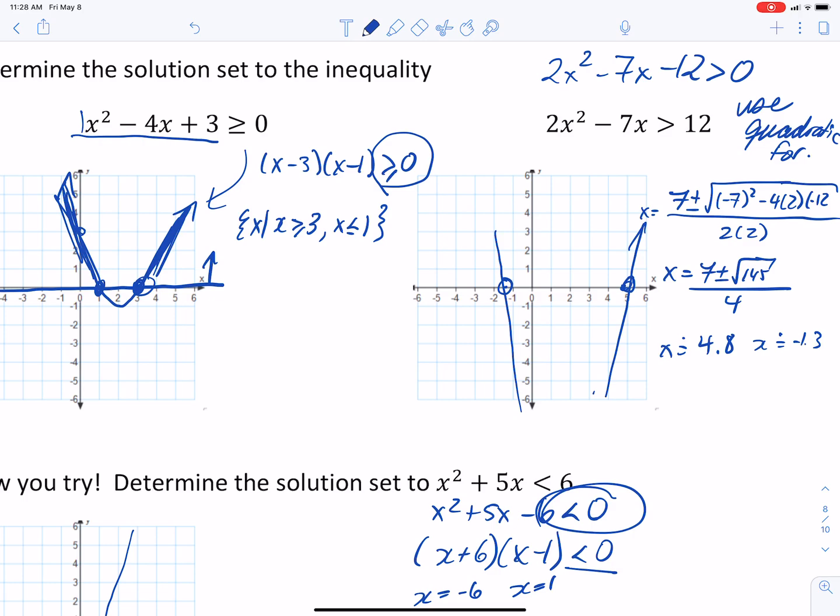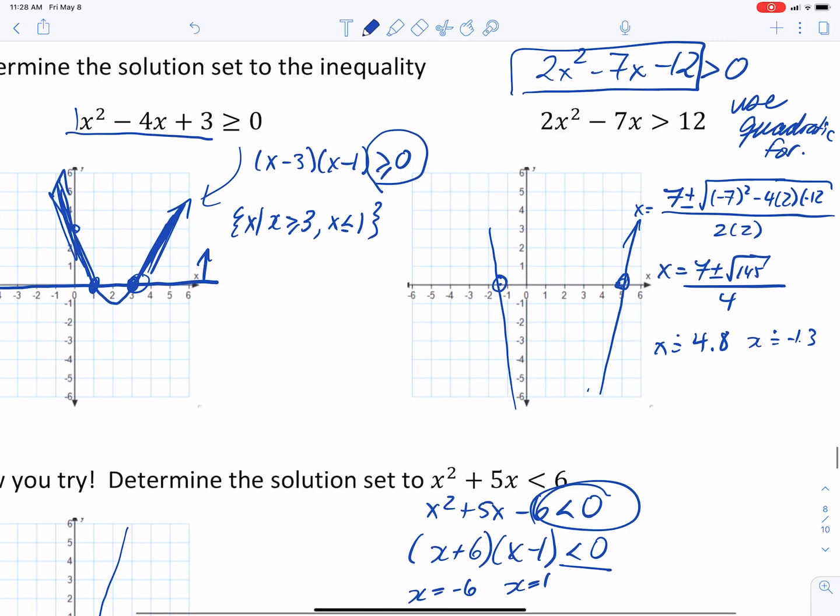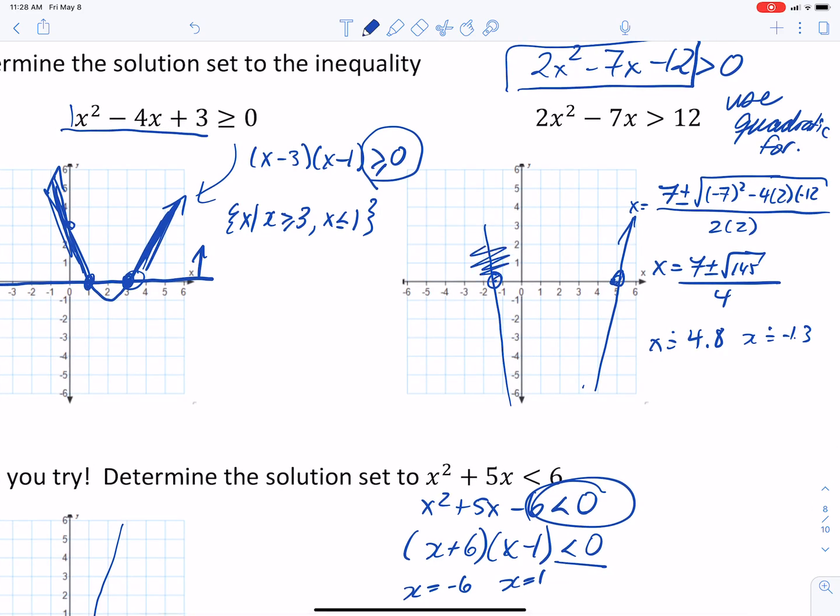So my solution set is, when is my function greater than 0? So that's two portions, right? This one and this one. That's above 0. So I'm going to say x is less than negative 1.3 and x is greater than 4.8. And those are my two answers for that.